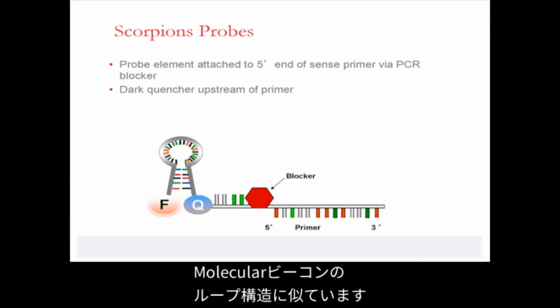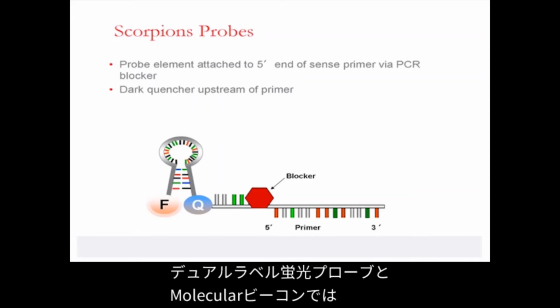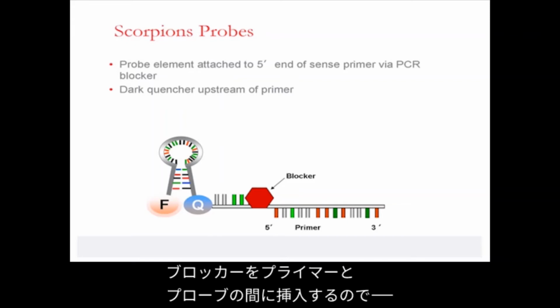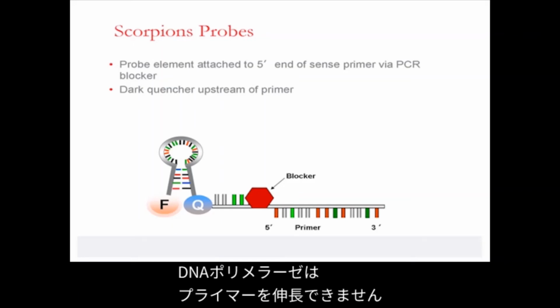Scorpion probes resemble the stem-loop structure of molecular beacons. With dual-label fluorescent probes and molecular beacons, the probe is separate from the primers. However, with Scorpion probes, the probe is bound to one of the primers. A diagram shows a Scorpion in which the probe is extended from the 5' end of the primer, away from the 3' end, where extension occurs. A blocker is inserted between the primer and probe. Therefore, during PCR, the Taq will not extend past the primer and the probe.